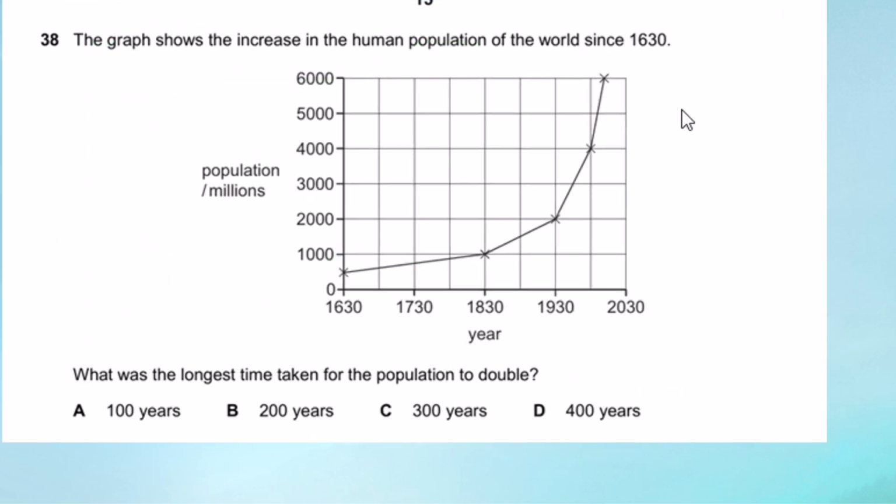The next question here shows the increase in human population. And we have population over here, and we have the year here. Then they ask, what was the longest time it took for the population to double? We can see here from 1630 to 1830, it went from half to 1 billion, and that took 200 years. So the longest time on this chart it took for population to double is 200 years. A little funny way to ask, but that's how they do it.